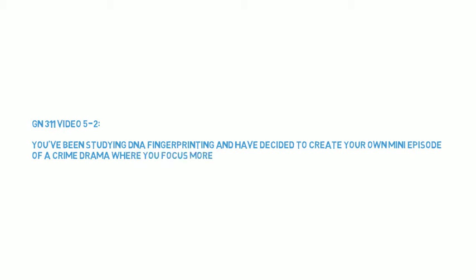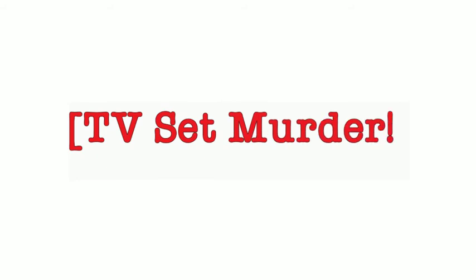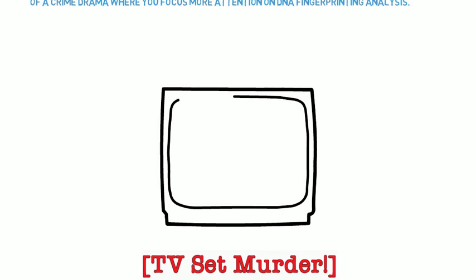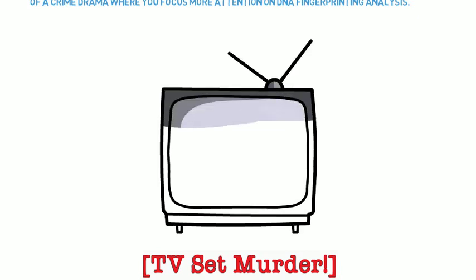There's been a murder. Well, a fake one. Today we're going to look at DNA fingerprinting analysis. So, like I said, there's been a murder. Apparently someone has been murdered on the set of a TV show. Now I won't go into the gruesome details, but I will detail how they were able to solve such a heinous crime. So, who was at the crime scene?